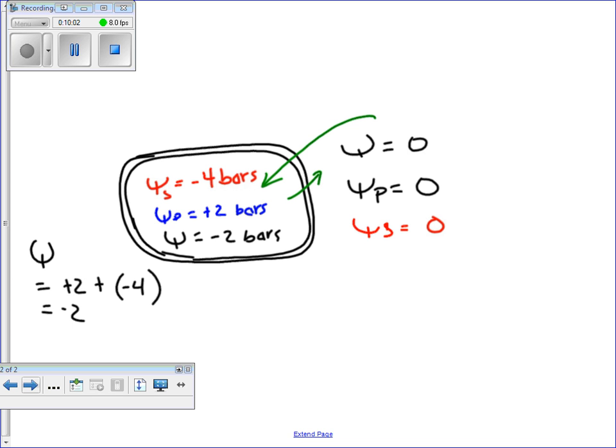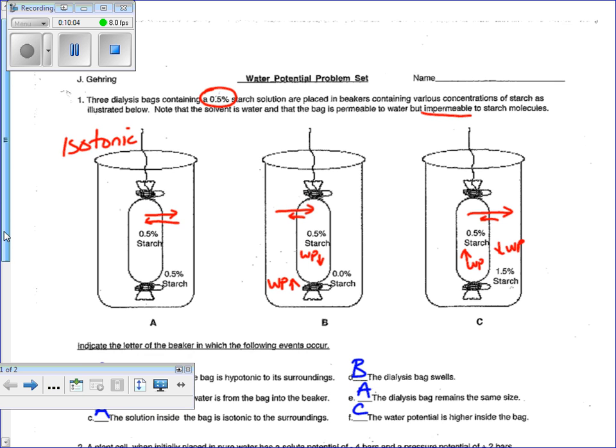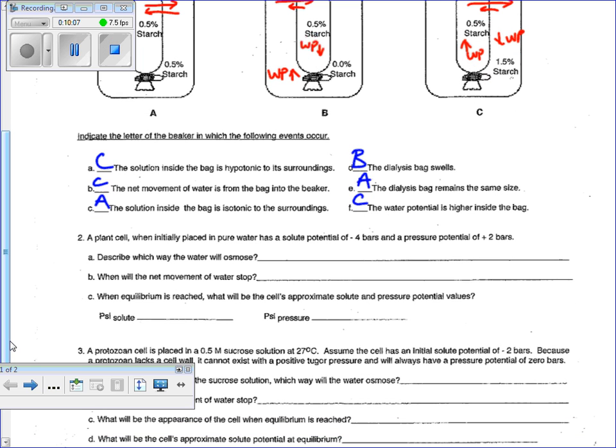All right. So if we go back to the questions, describe which way the water will osmose. All right. Well, in reality, water will move in both directions. But where will the net movement be? Into the cell. All right. So I want to note that it will move in both directions, as it always will, but net to the inside. In other words, more water is going to go inside than going to go outside. All right? Still with me?